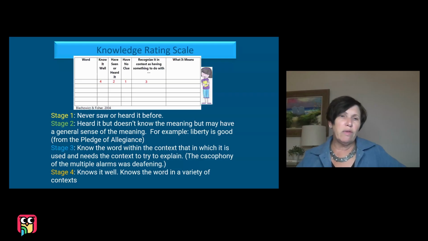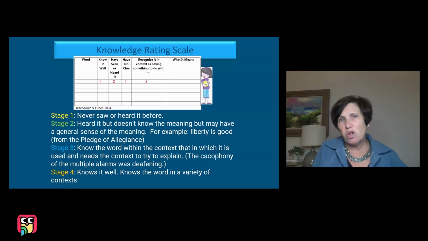So if this is a tool that would be beneficial, it is available out there for you under semantics. So what the students do, and I'll give you an example, is as I'm using it for prefixes and suffixes, I will write down just the prefix without a word or just the suffix without a word. Students have to determine whether they know the word or they don't know it. So for example, stage 1, they've never seen it or heard it before. Stage 2, they heard it, but don't exactly know what it means. So kind of from a vocabulary perspective, they heard liberty and justice for all in the Pledge of Allegiance. So they know that liberty must be something good.